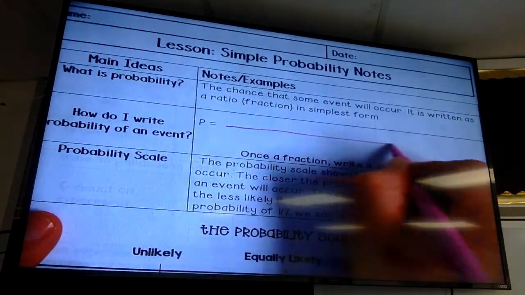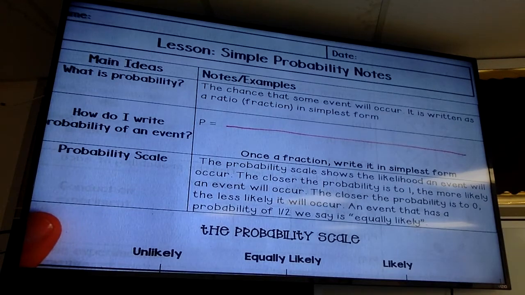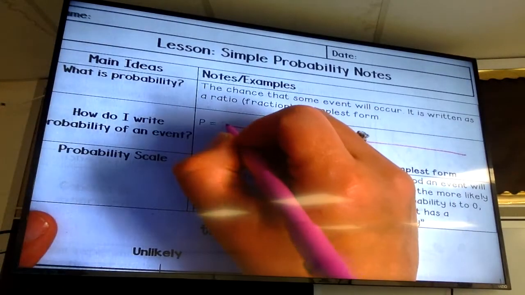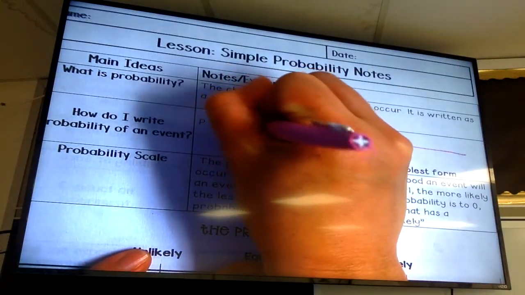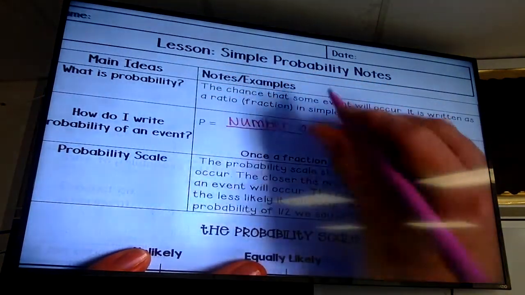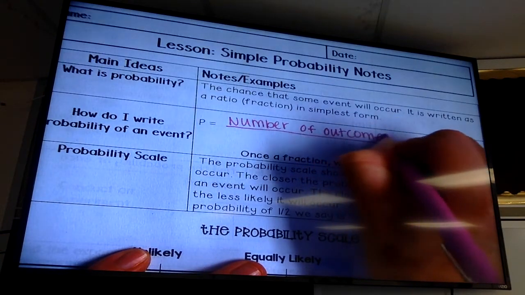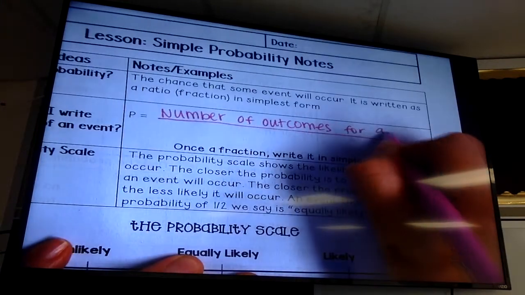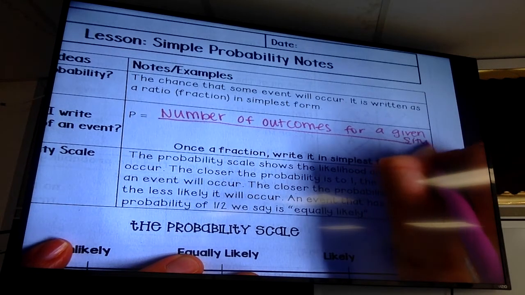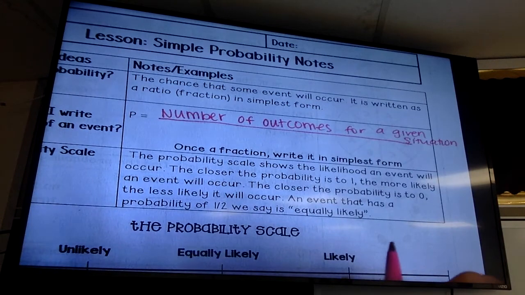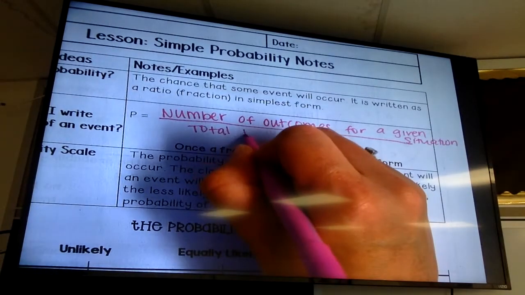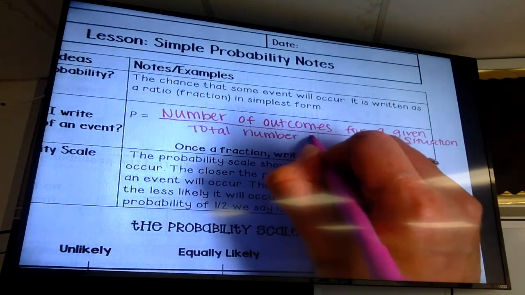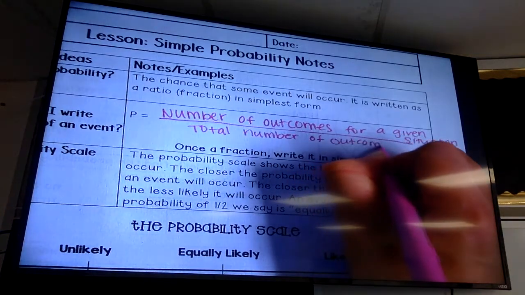So, we always write P equals, and it's a long fraction only because we're going to write words here, but the fraction itself is actually really small. So, for here, we're going to write on the top, it's always the number of outcomes for a given situation. Squeeze it in there. That's what number always goes on the top. And on the bottom is always the total number of outcomes.